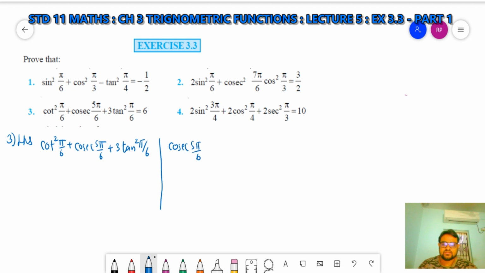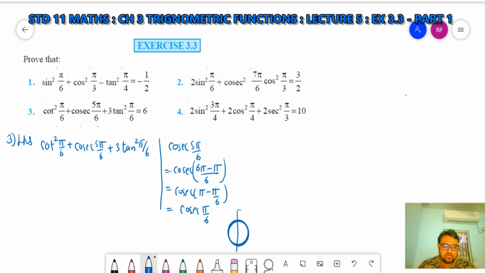Cosec 5 pi by 6. So 6 ones are 6, 6 pi minus pi by 6. So this will be equal to cosec of 6 pi by 6 minus pi by 6, that is cosec of pi minus pi by 6. Now when I take the unit circle, pi will be on this side, it's minus. So this side is the second quadrant, and in the second quadrant cosec is positive, right? So here it will be plus, so I will write down its value as plus 2.